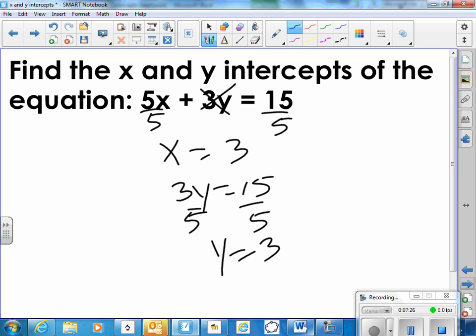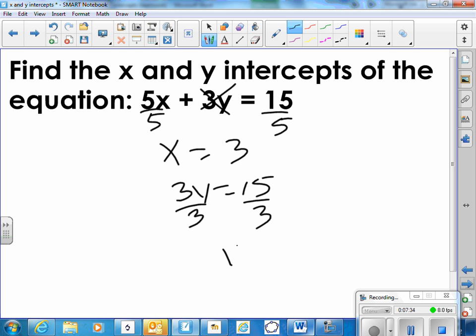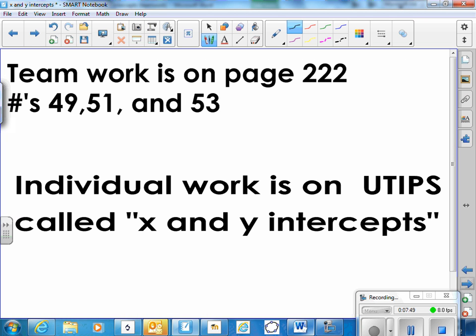Well, sorry, made a mistake there. It's not going to be the same. If I'm divided by 3, that says y equals 5. So for an x-intercept, that would be over 3 up 0. For a y-intercept, that would be over 0 up 5. All right, that's good enough.